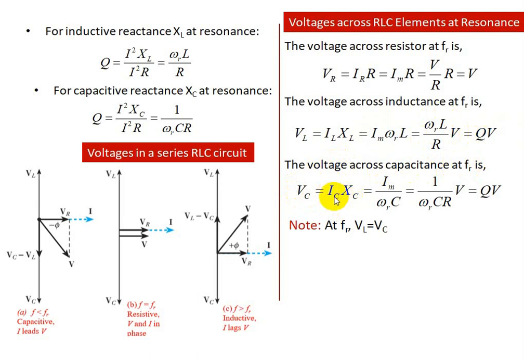Similarly, the voltage across capacitance at resonant frequency, VC, is IC into XC. Again, replace IC by Im and XC by 1 by omega r C. Again, replace Im by V by R. So we get the equation as 1 by omega r C R, and in the numerator we get V. So 1 by omega r C R is nothing but Q. So this can be written as Q into V. If you see these two equations at resonance, both voltages are equal: this is Q into V and this is also Q into V. Therefore, at resonant frequency, voltage across inductance will be the same as voltage across capacitance.